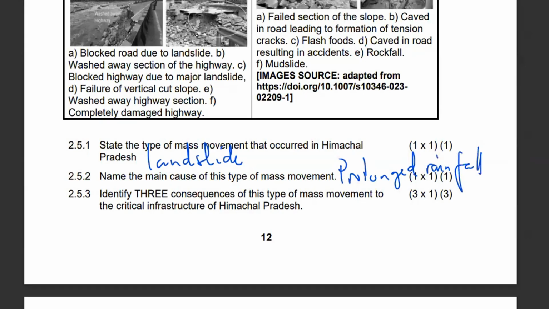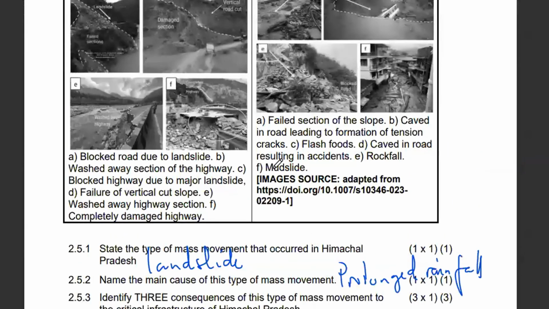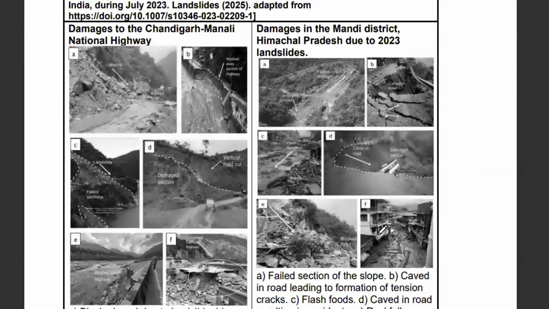Right, moving on, identify three consequences of this type of movement to critical infrastructure. We just extract it here. One, the consequences to critical infrastructure. If we check here on infrastructure, we are seeing the highway being washed away. It's one impact. Then we're also seeing the road being blocked here. It's another impact. And also if we check, we see a road which is carved in here. It's also another impact on infrastructure. And also if we check, again, there's a blocked road which is indicated. And also we see there are mudslides inside this particular built up area.